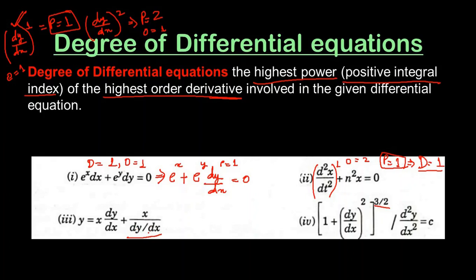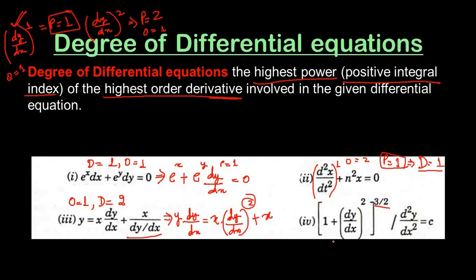Here we have dy by dx in the denominator. So we are going to multiply by dy by dx on both sides. And this will give us y into dy by dx equals x into (dy by dx) whole square plus x. Now, the order of both the derivatives is 1. But here we have a power of 2. And therefore, the order of this differential equation is 1, but the degree of this differential equation is 2, because we have got a derivative with a power of 2.